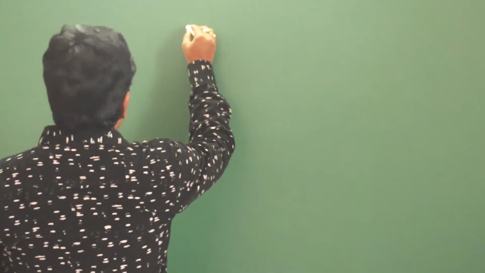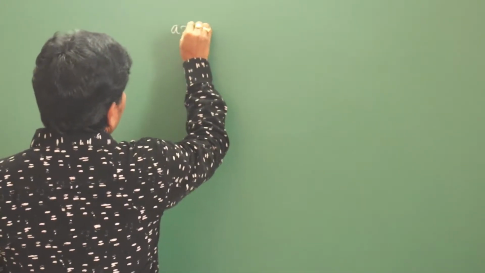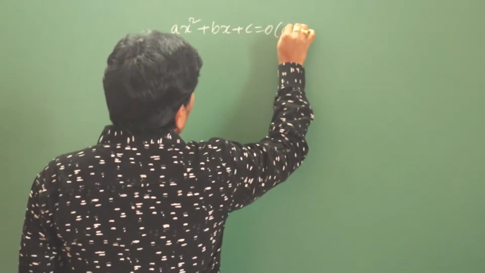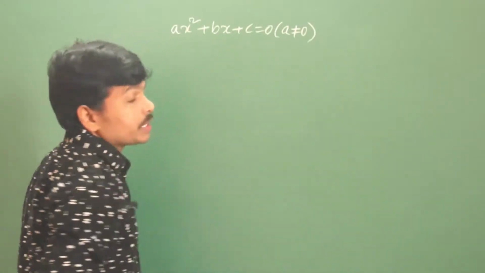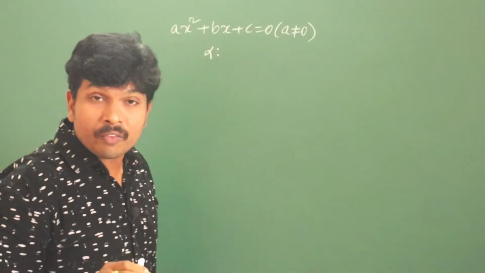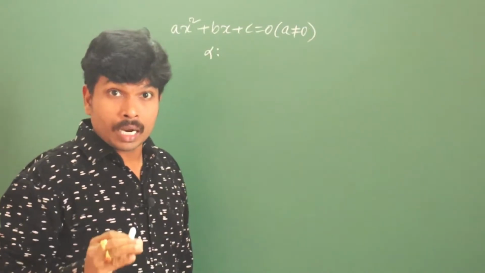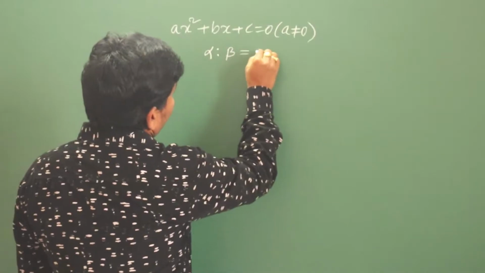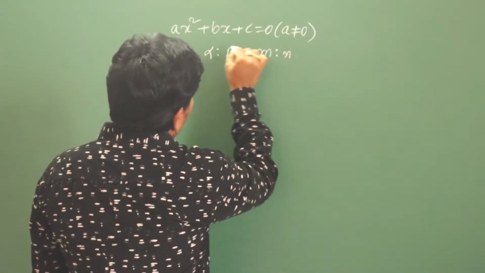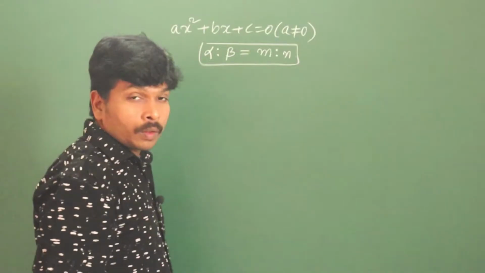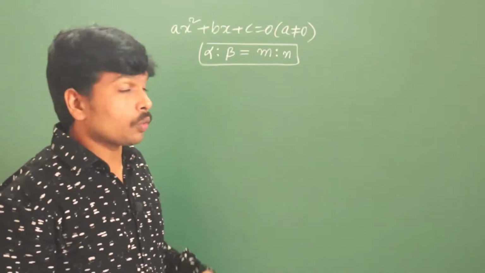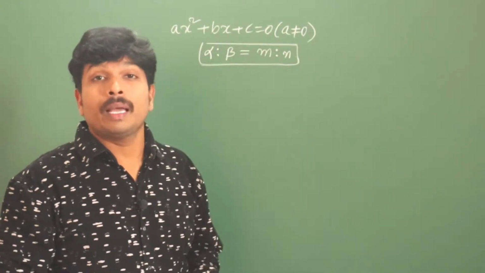Some more relations we are discussing now. Your quadratic equation is ax square plus bx plus c equal to 0, a not equal to 0. This is your quadratic equation. Now we are finding the condition that the ratio of the roots of the quadratic equation is equal to m/n. You need to find out the condition when the ratio of the roots of this quadratic equation is m/n.